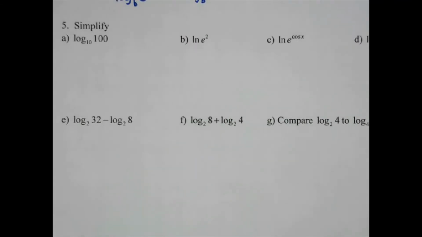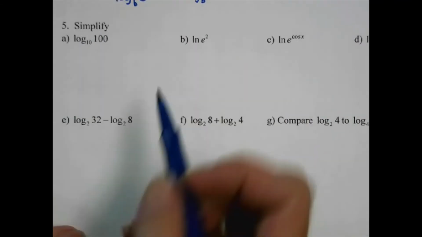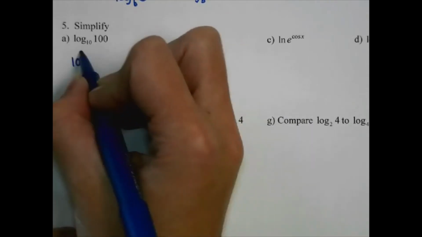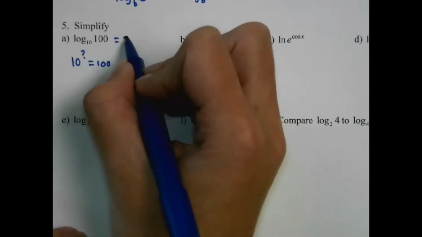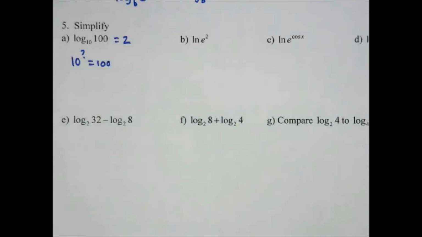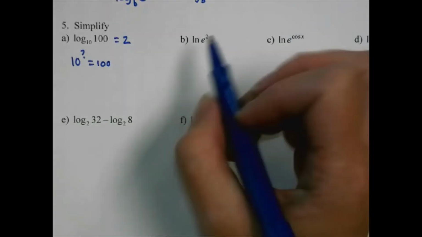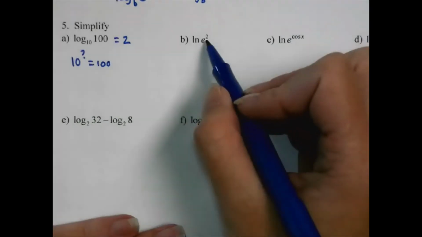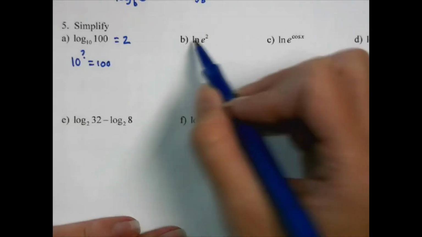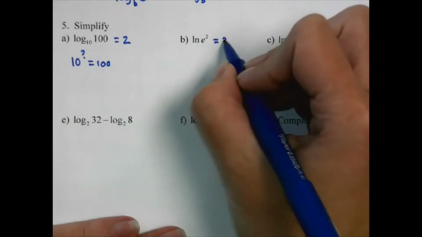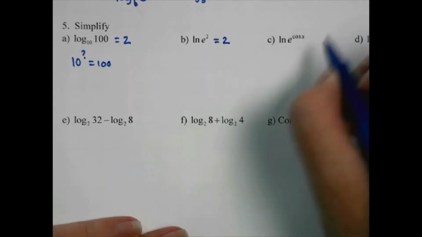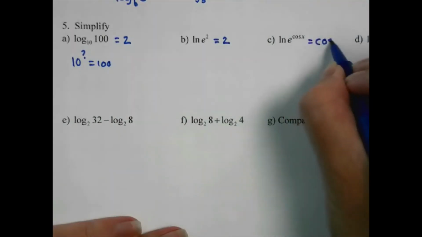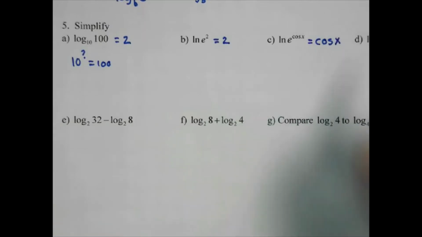All right, so let's simplify. Understanding log notation, what this is saying is 10 to what power equals 100? Well, 10 squared would equal 100. So log base 10 of 100 is going to be 2. Natural log of e squared, natural log of e to the anything: these are inverses of each other, so they cancel each other out. So it's just going to be 2. Natural log of e to the cosine is just cosine.